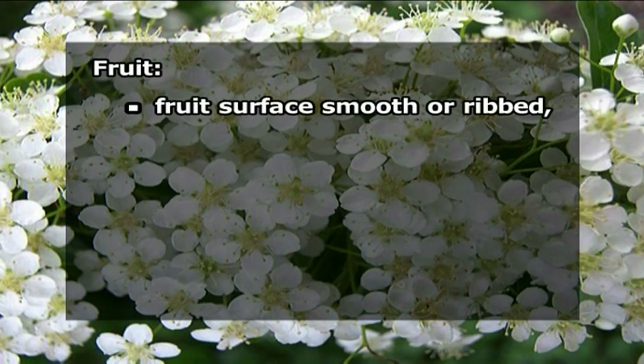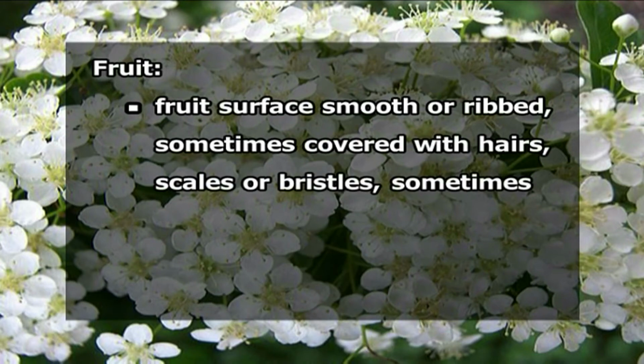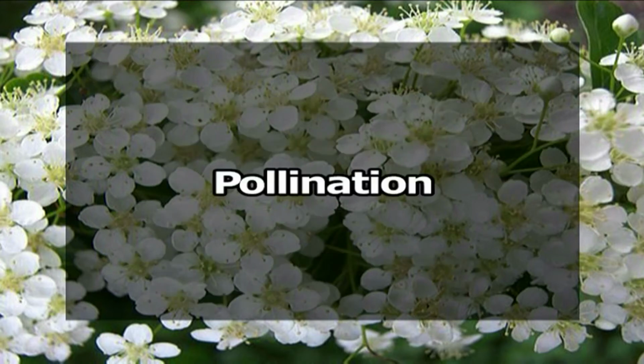The fruit surface is smooth, or very often it is ribbed. Sometimes it is covered with hairs, scales, or bristles. Or we can have these fruits like platinate, or they can even have wings. Within these fruits, we have the seeds having a small embryo. Endosperm is oily. Now, let us discuss the pollination system in Apiaceae.